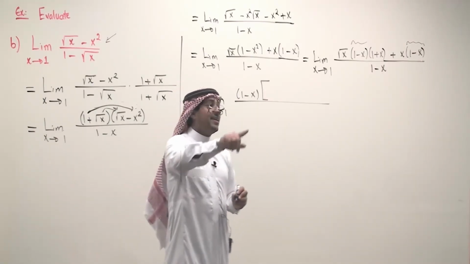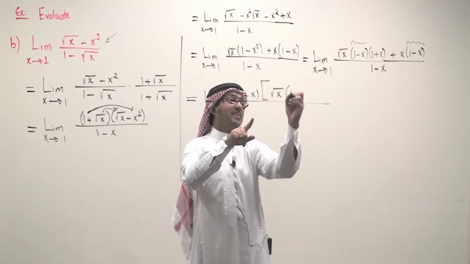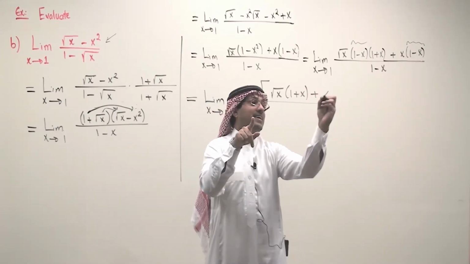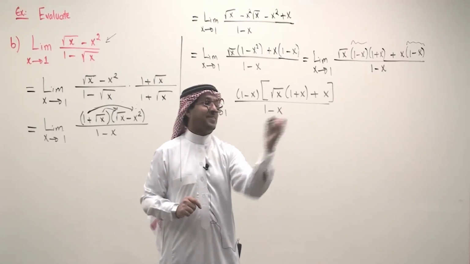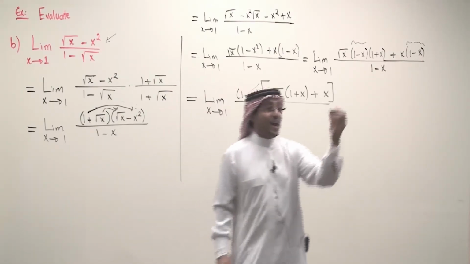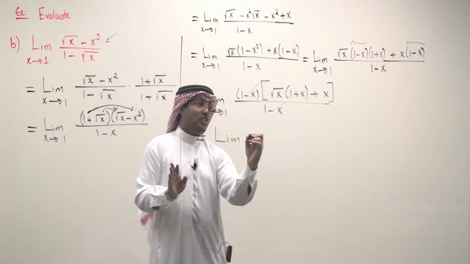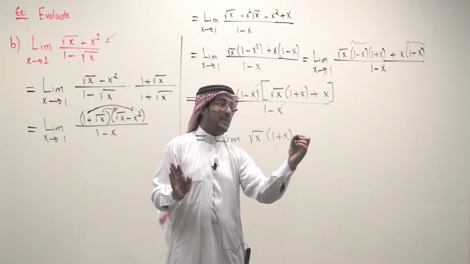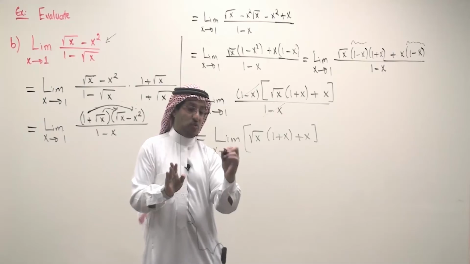Open a bracket. So it will be the square root of x. Things left here, 1 plus x plus x, divided by 1 minus x. As you see, things now simplify, and I obtain the limit of root x times 1 plus x plus x, this thing, as x goes to 1.